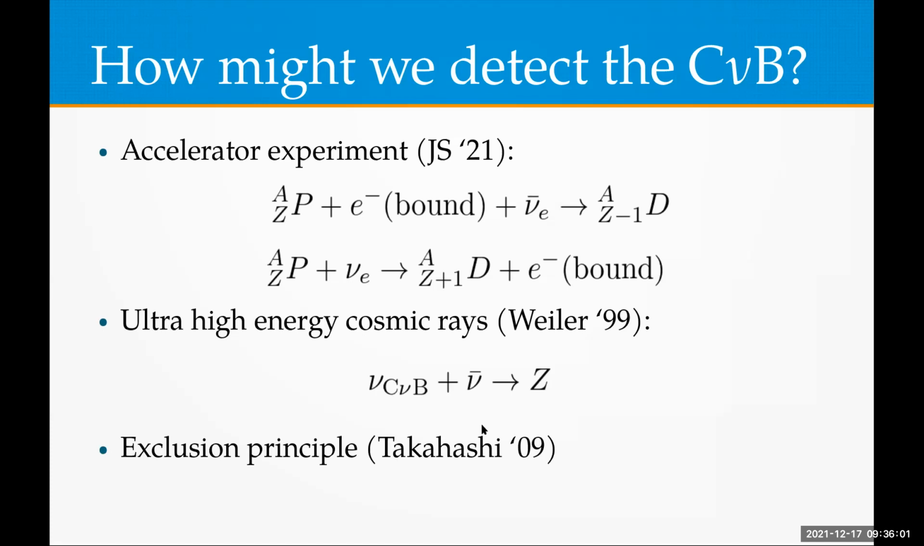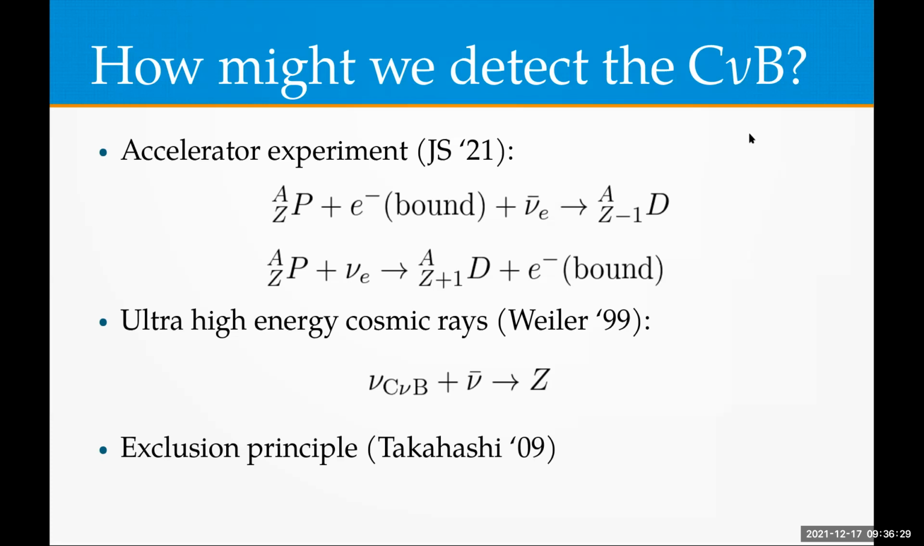And then last of all, more recently, there's been this proposal to detect them using the exclusion principle. So if you have some sort of process or decay that gives rise to very low energy neutrinos, because the cosmic neutrino background exists and fills up all of these low energy states, the neutrinos that come from this decay process could be Pauli blocked. Because of the exclusion principle, they have no states available to them. So you see a suppression in these processes.